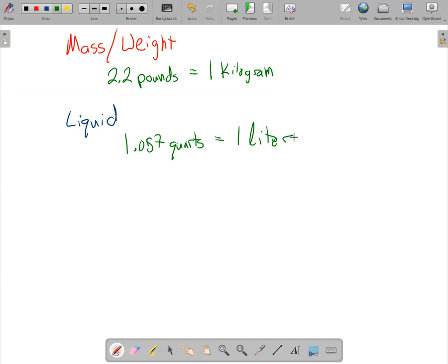And really all we need is one connection from imperial to metric. And length. Imperial first. 1 inch is about 2.54 centimeters. And each of these aren't exact, they're approximate. And you may be familiar with some other ones for conversions, and we'll use conversion fractions to make those.